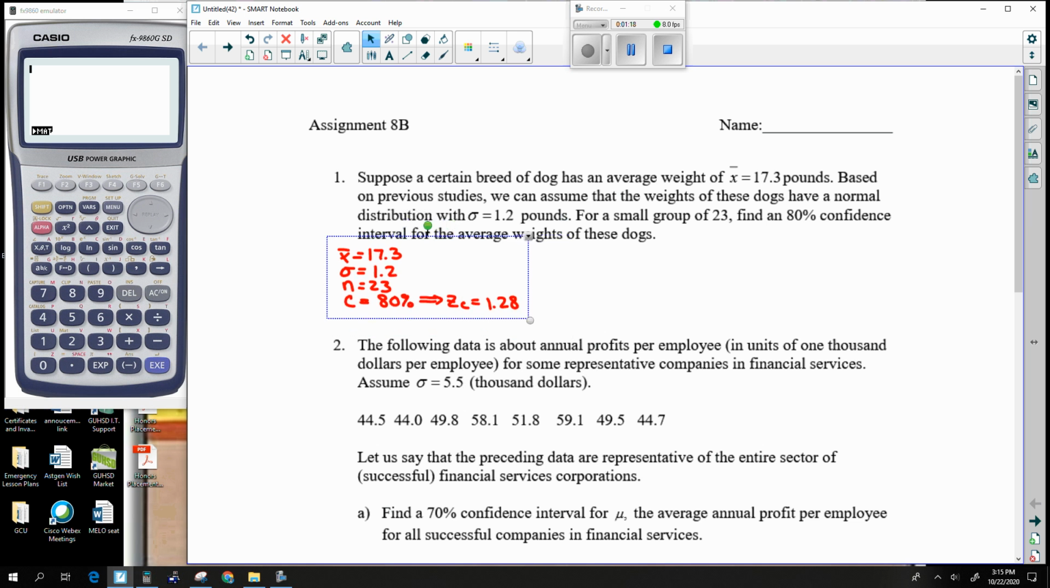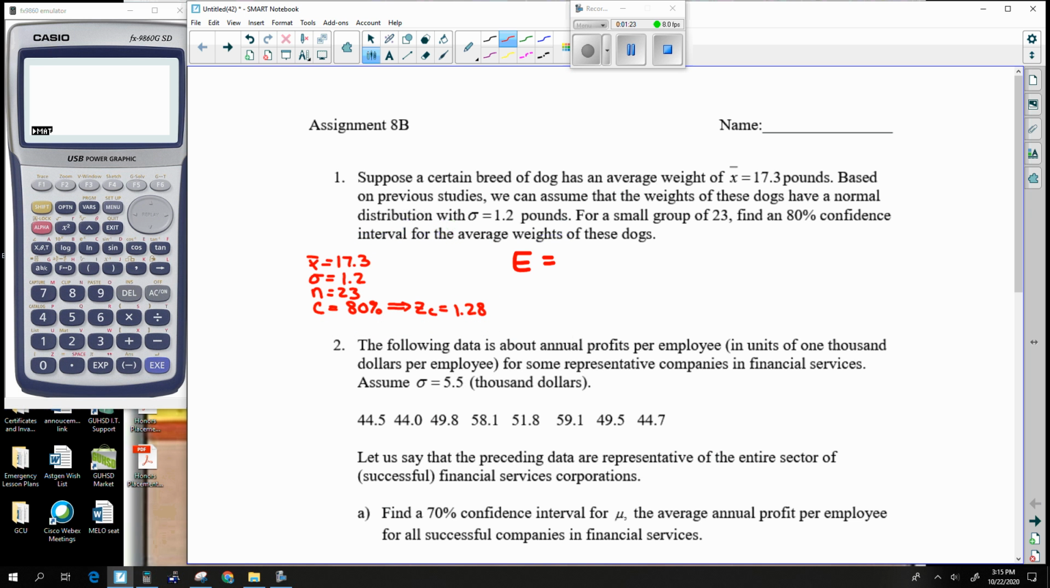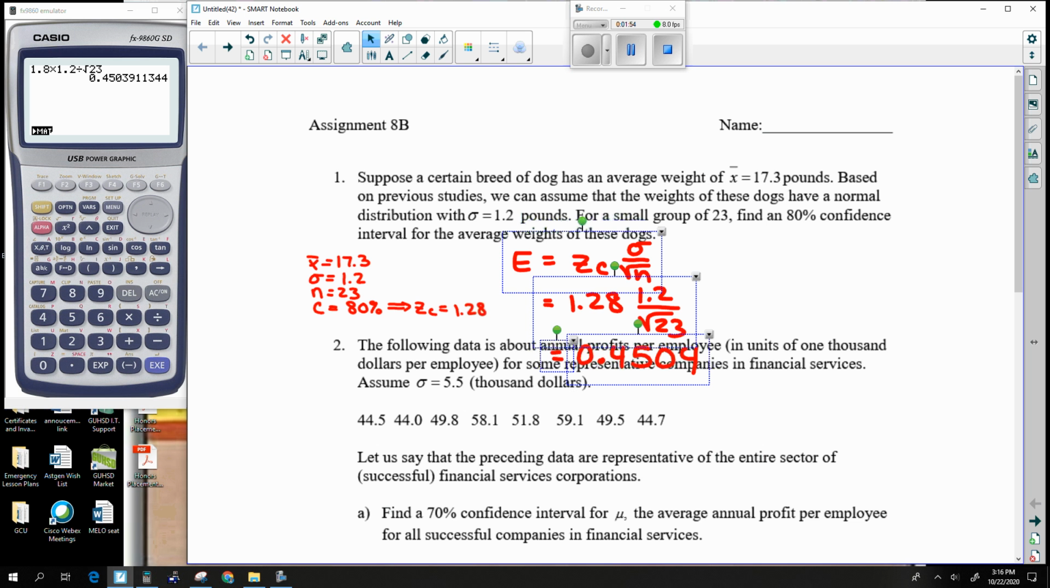All right, now I need to find my margin of error. The error in this situation is going to be ZC sigma divided by root of N. I have all of these numbers, I just have to plug and chug now. So this is 1.28 times 1.2 divided by the root of 23. So this is 0.4504.